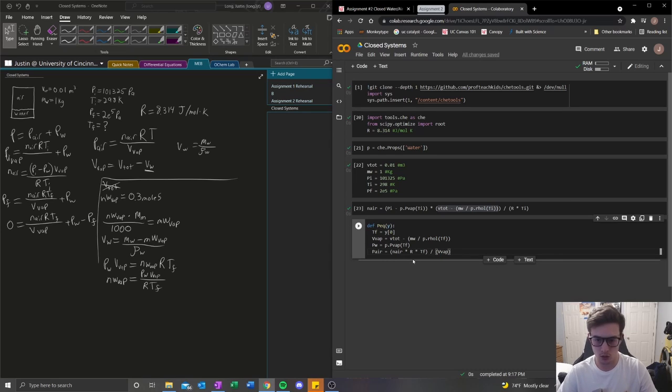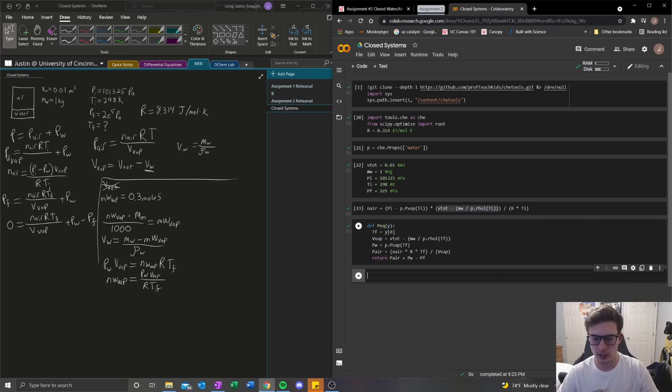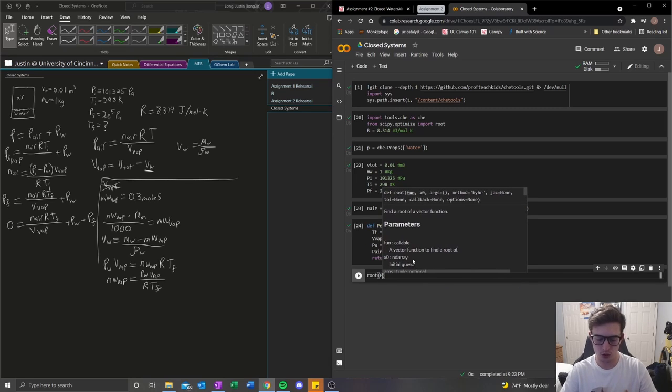Perfect. So now we have all of the parts that we need, so we can go ahead and have the function return our values. And we want it to return the partial pressure of air plus the partial pressure of the water minus the final temperature. All right. And so now we're going to go ahead and solve. So the root function is going to require us to give it an initial guess. It's just how root solvers work.